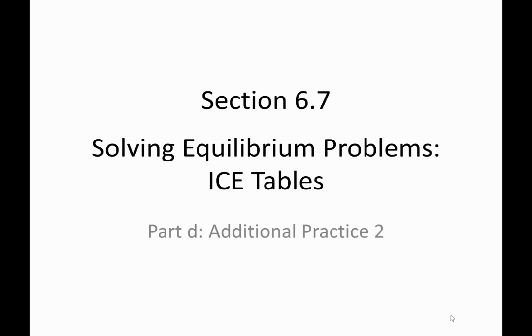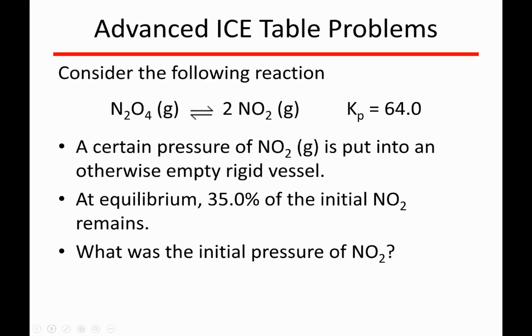Let's now take a look at one more ICE table problem. In this problem, we're asked to consider the following reaction for the decomposition of N2O4 gas into 2NO2 gas. And we're told the value of Kp for this reaction is 64.